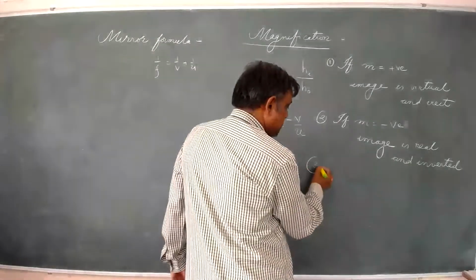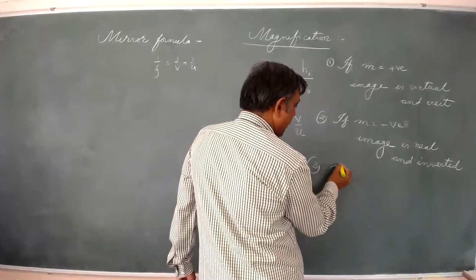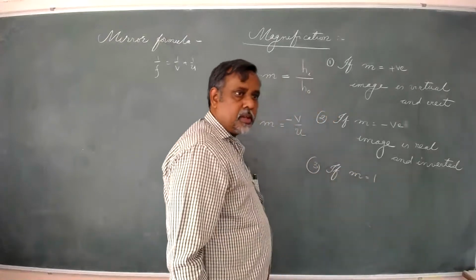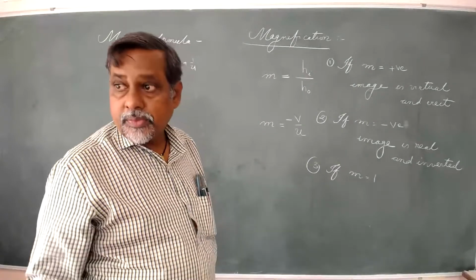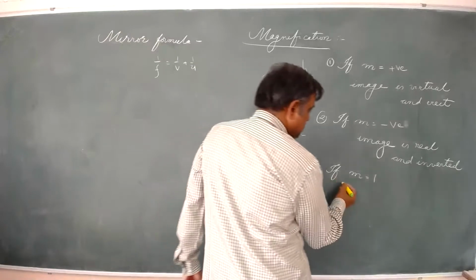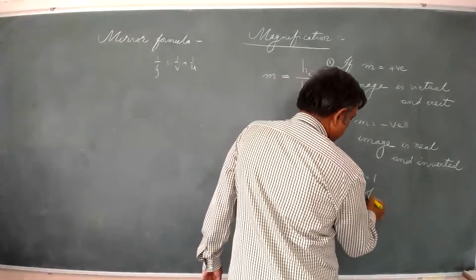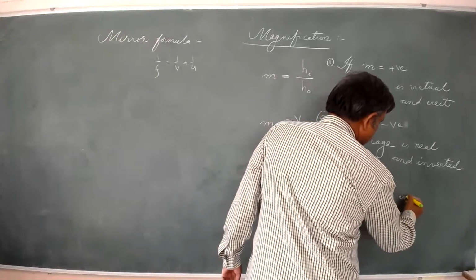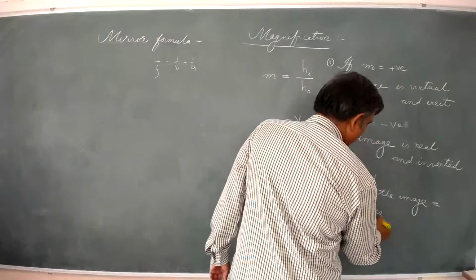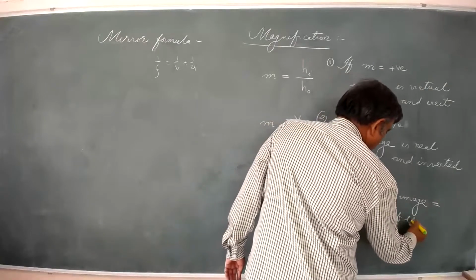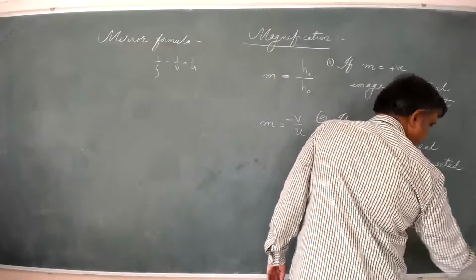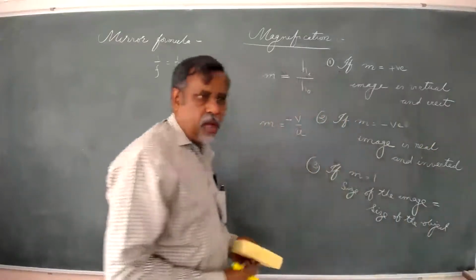So the third one is sometimes you will be getting magnification 1. If at all magnification is equal to 1, so what information will you be getting? The size of the image is equal to the size of the object. This is what we can understand.